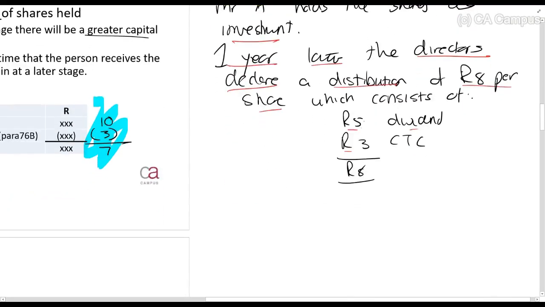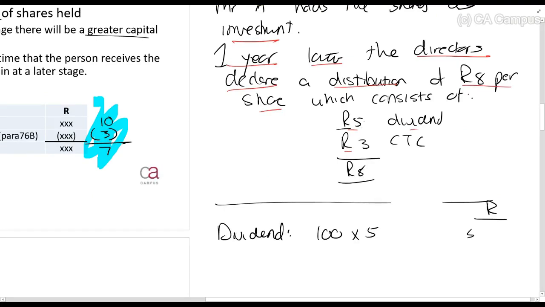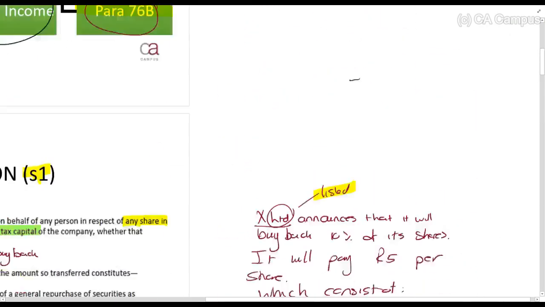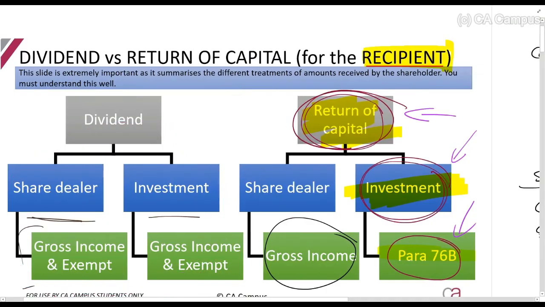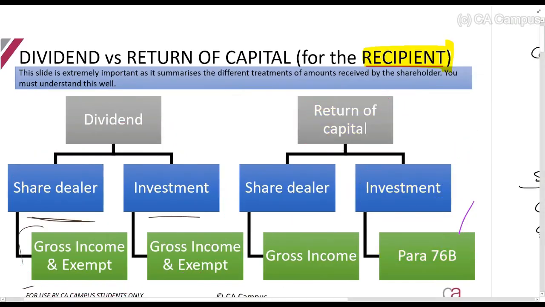So, what is this Mr. A going to do? When we do his tax calculation now, he's going to say dividend received. He has 100 shares and he receives 5 rands dividend per share, so 500 rands. That full amount is exempt. He received a dividend as an investment, it's gross income, and it's exempt. What happens to the return of capital? It's an investment, we have to apply paragraph 76B.